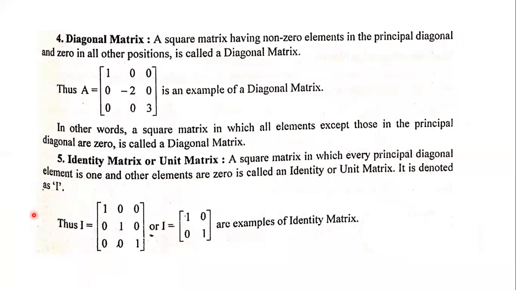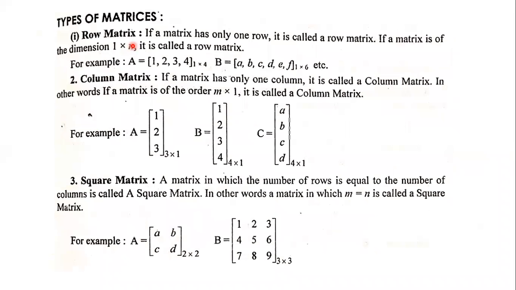Now, in types of matrices, we had row matrix, wherein you have only one row. Okay, and there are more number of columns. The row will be only one and number of columns will be more. So that is row matrix. Then next one is column matrix. Here you'll have only one column, but you'll have more number of rows. So that will be your column matrix.